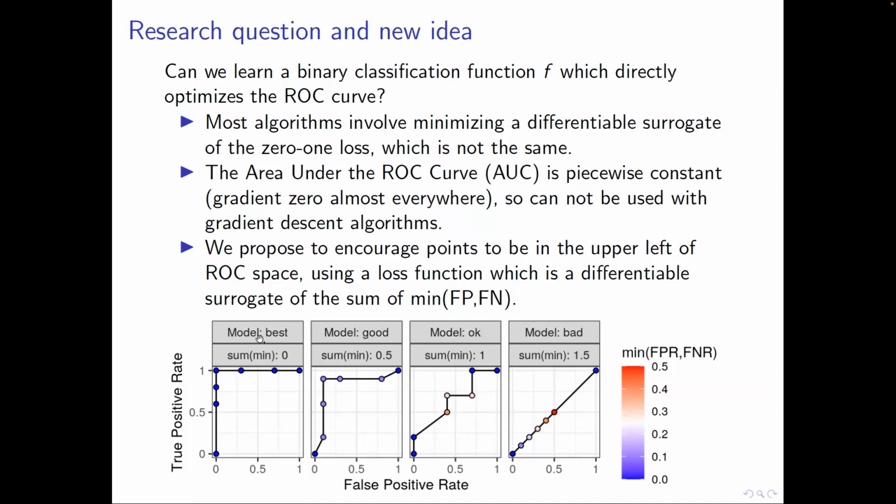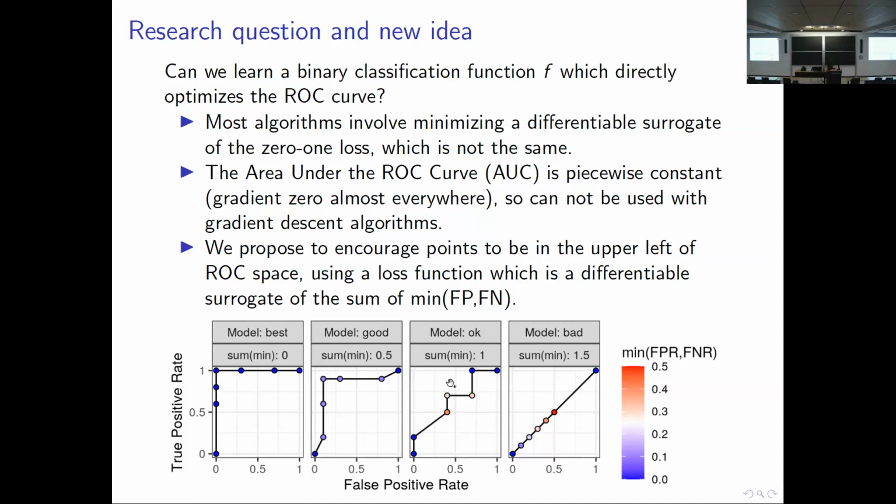So in this plot, we have the same 4 ROC curves. And again, it's a plot of the true positive rate versus the false positive rate. But here I'm highlighting the points on the curves rather than the area under the curve. And so this is another way of quantifying how good the curve is, right? On this curve, we see that all the points are blue, which represents a minimum value of 0 between the false positive and false negative rates. So if you add up all of the values of all of these blue points, you get 0.